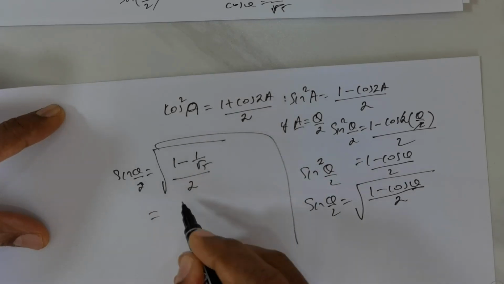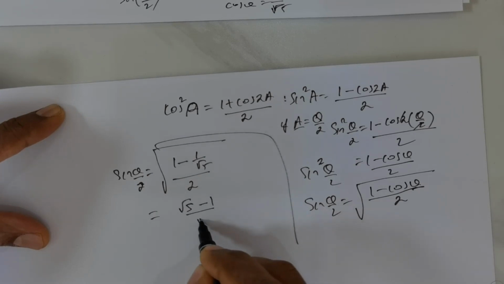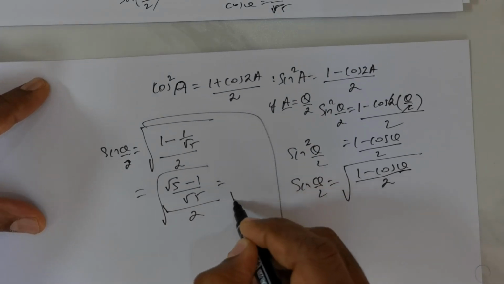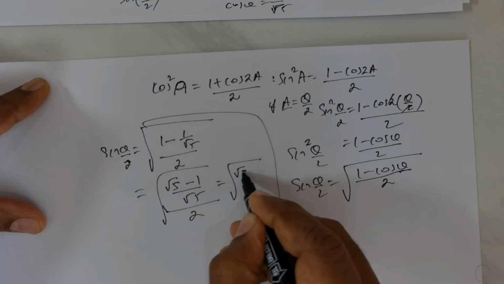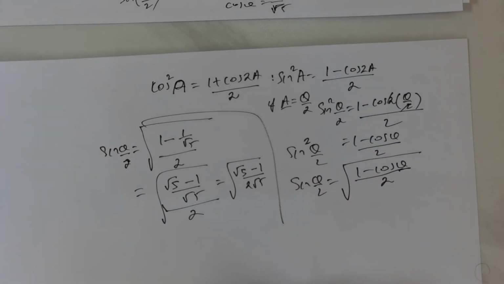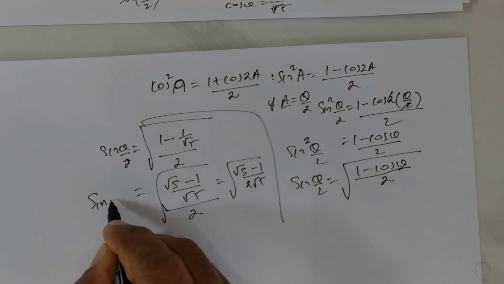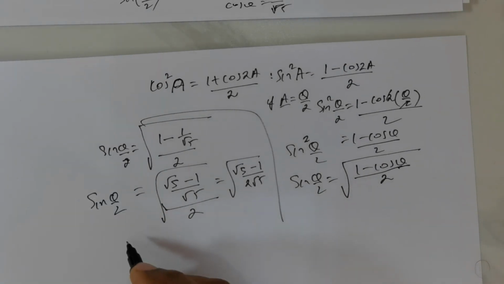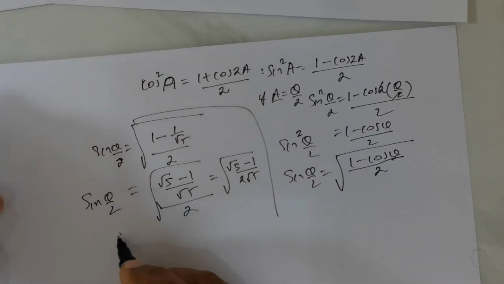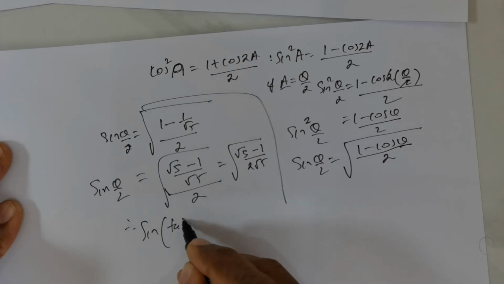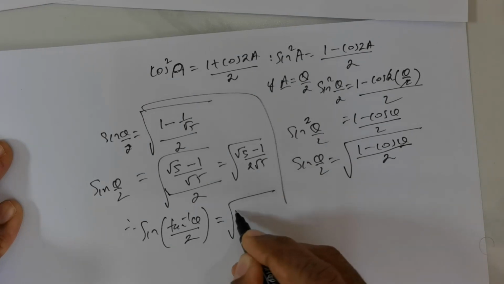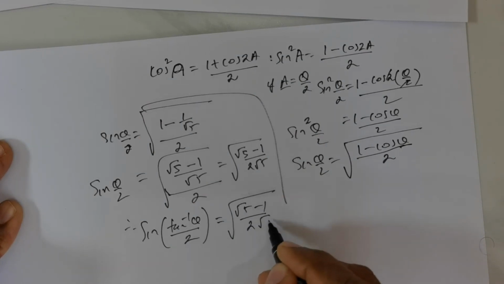So this is equal to, take the LCM, you get root 5 minus 1 divided by root 5. This entire thing is divided by 2. So if you were to flip it, this can be rewritten as root of (root 5 − 1) divided by 2 times root 5. So this is the value that you are getting. And what is this? This is nothing but sin theta over 2. And what is theta? We have taken theta to be equal to tan inverse of 2, right? So therefore sine of (tan inverse of 2) divided by 2 is equal to root of (root 5 − 1) divided by 2 times root of 5.